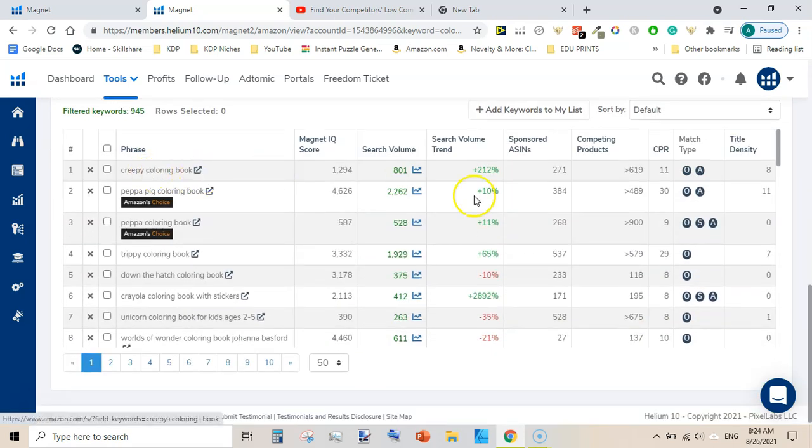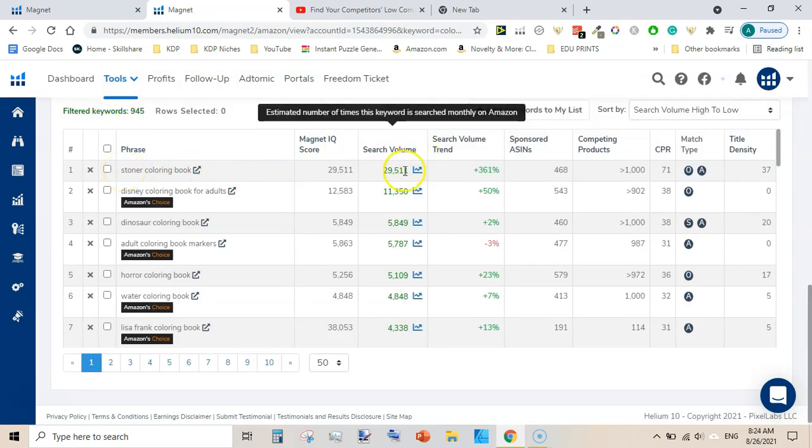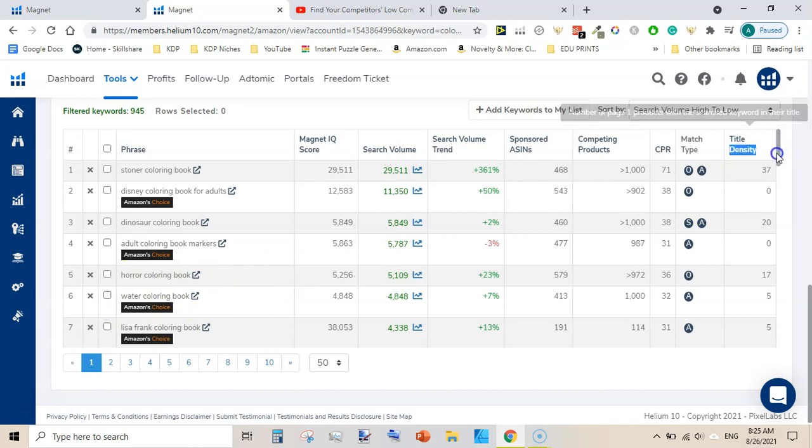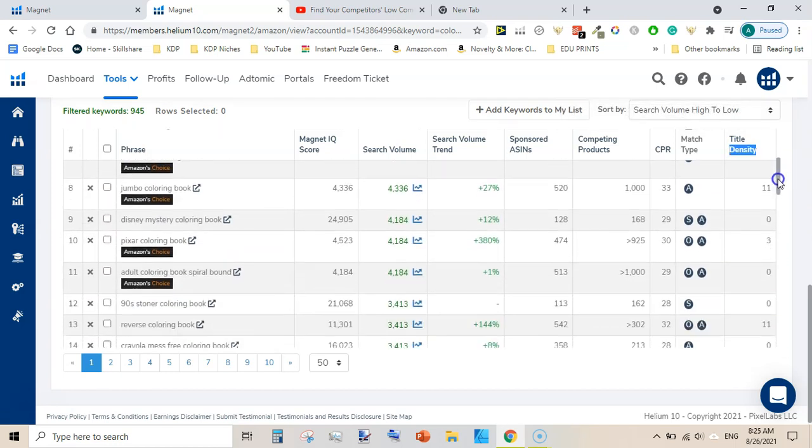So creepy coloring book, sorted by volume first. Stoner coloring book, I don't know what this is. Search volume 29,511 and competing products are 1,000. Dinosaur coloring book, competing products around 6,000. Adult coloring book markers, horror coloring book, water coloring book. These are all low competition niches under coloring books. And jumbo coloring book, Disney mystery coloring book.